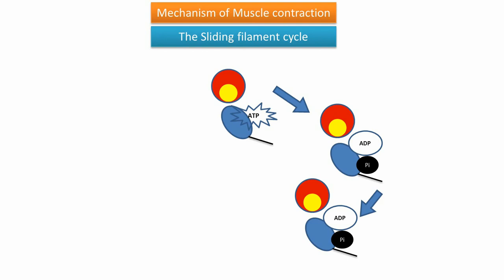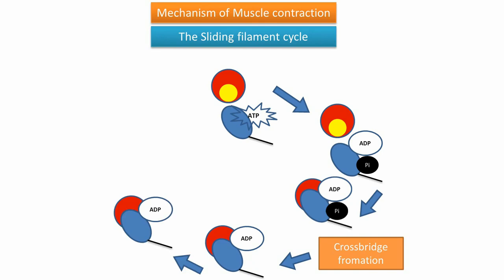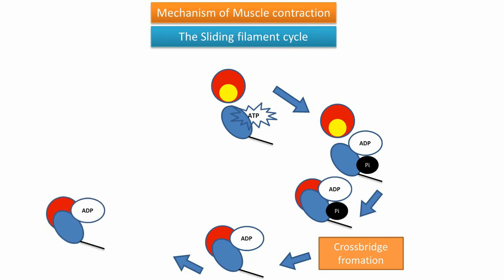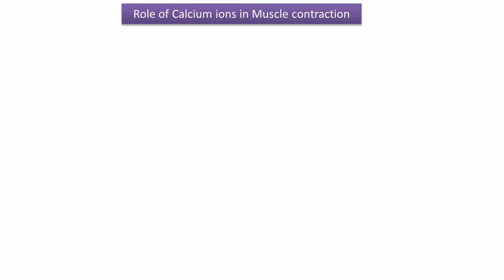This results in the cross-bridge formation, that is, attachment of the myosin head to the actin, specifically the myosin binding site on the actin. Now, the inorganic phosphate is released. This causes the power stroke, that is, actin moves into the center of the sarcomere. The release of ADP and binding of a new ATP molecule to the myosin head will cause the cycle to repeat again and again. However, there is yet more to know, that is, the role of calcium in muscle contraction.